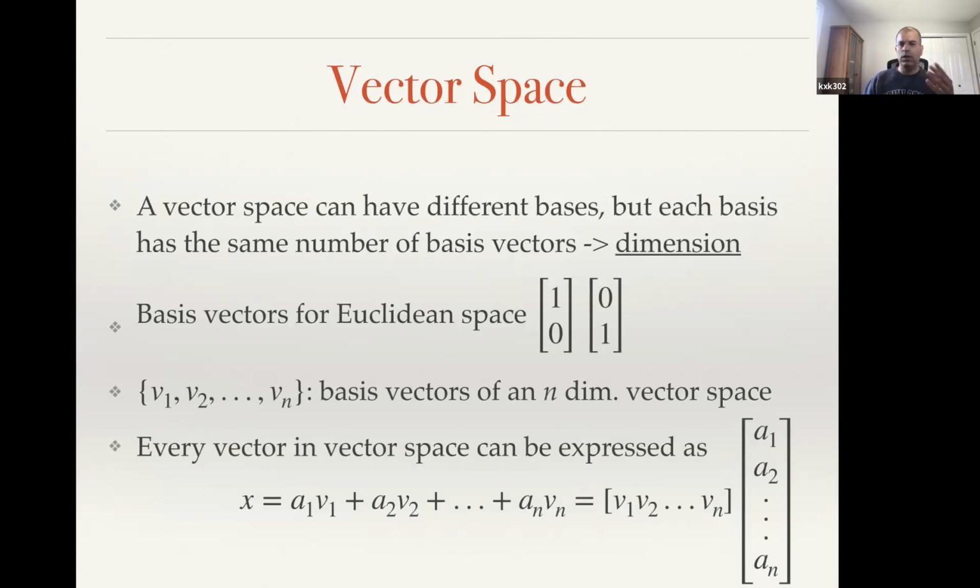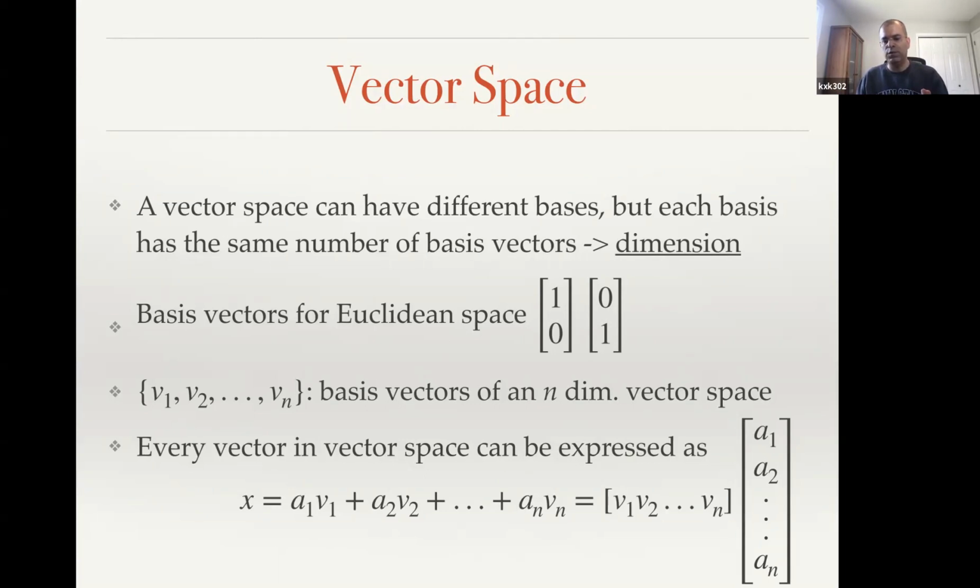For two-dimensional Euclidean space, we have an X and Y direction. The basis vectors are (1, 0) and (0, 1). If the number of basis vectors is 2, we say the dimension of that vector space is 2. It could be n-dimensional, as we've shown next. We would have n basis vectors, and any point in an n-dimensional space can be represented by the formula at the bottom: X is a1 v1 all the way to an vn.